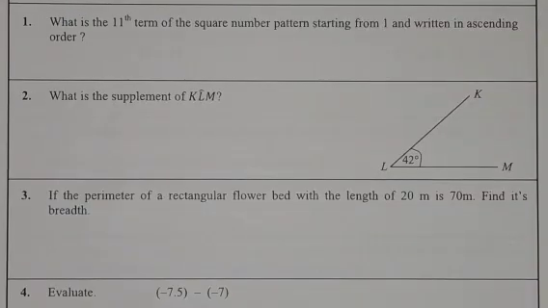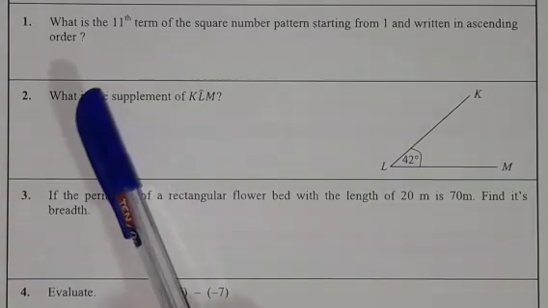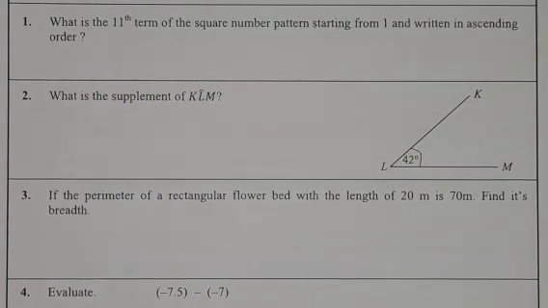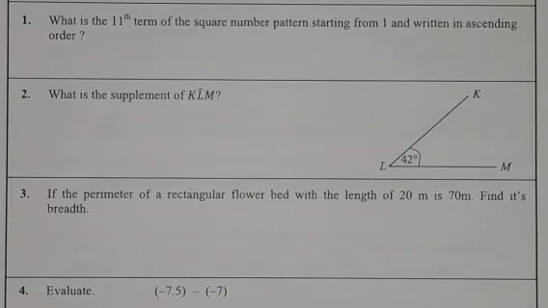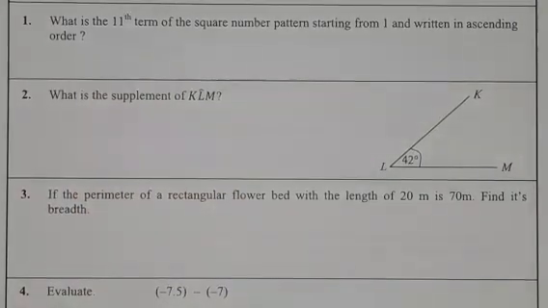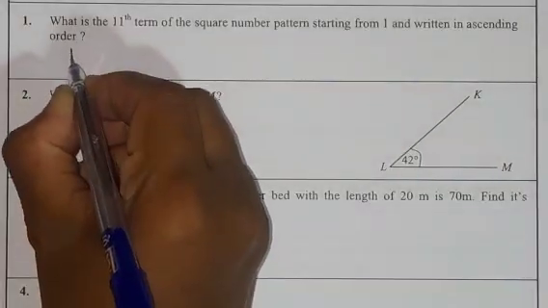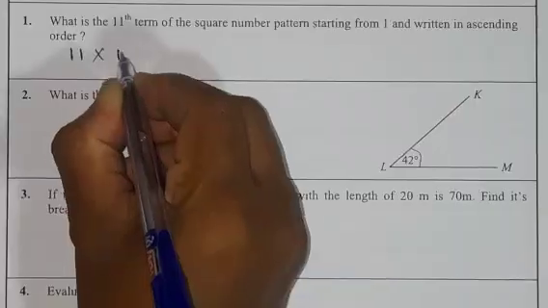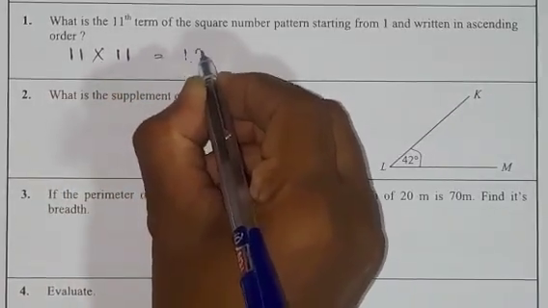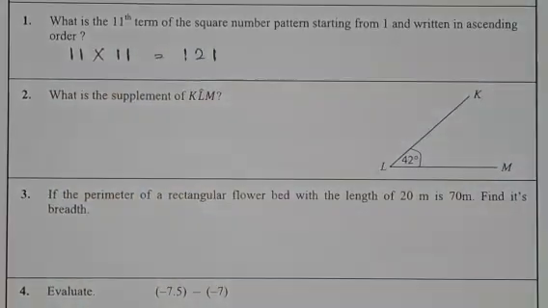Let's start from the first question. What is the 11th term of the square number pattern starting from 1 and written in ascending order? We can obtain a square number by multiplying a number by itself. So, to obtain the 11th square number, we have to multiply 11 by 11. 11 into 11 is 121. That is the 11th square number.